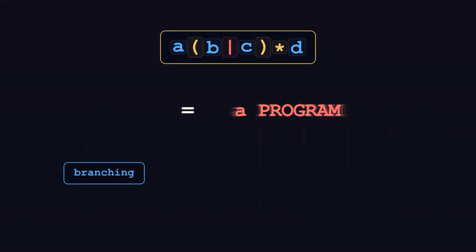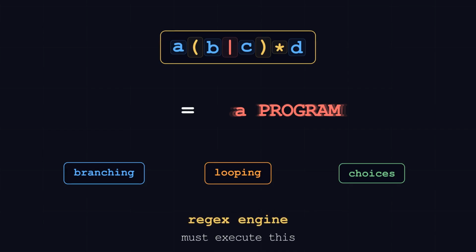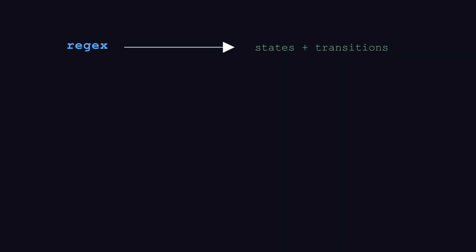This tiny pattern is actually a program. It has branching, looping, and choices. And your regex engine needs to execute it. But how? The answer is, it builds a state machine. Specifically, a non-deterministic finite automaton, an NFA. Here's how it works. Every regex gets translated into states and transitions.